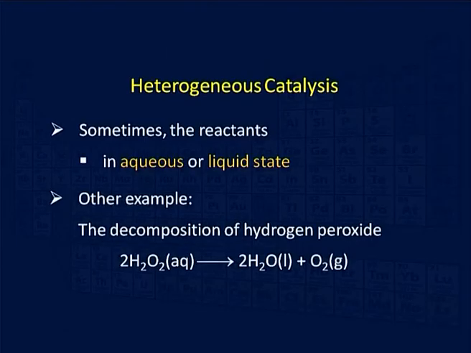Another example of heterogeneous catalysis is provided by the decomposition of hydrogen peroxide. Here the reactant is a liquid and the catalyst is MnO2 powder, which is a solid, and therefore in the aqueous or liquid state also we can have heterogeneous catalysis. In the earlier example the catalyst was a solid and the reactant was a gas, while in this case the catalyst is a solid and the reactant is in the liquid state.